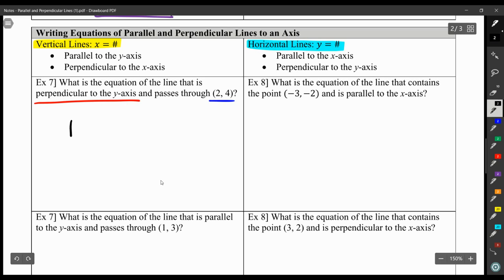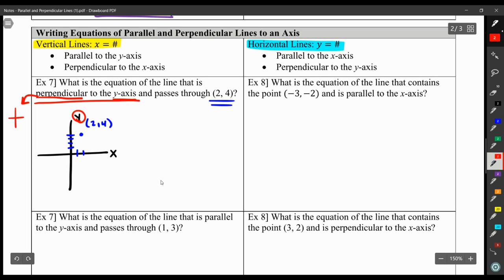So I'm going to draw a little picture. Here's my axis. There's the y, there's the x. I know that it has to pass through 2, 4, so I'm going to plot 2, 4. Here it is. And I know that I need to be perpendicular to the y-axis. So that's this axis. Well, remember that perpendicular lines cross at 90 degrees. In some way, shape, or form, they always cross at 90 degrees.